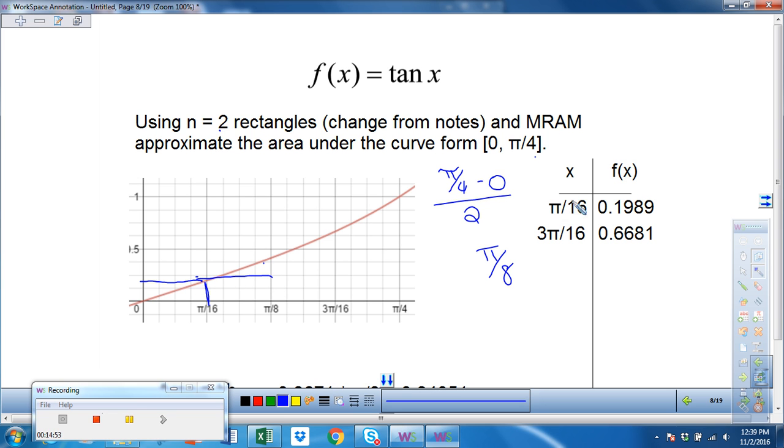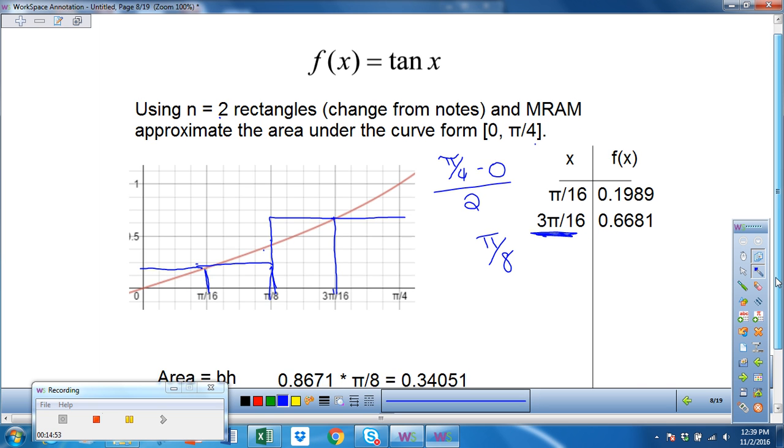So I used pi over 16, evaluated that to get 0.1989. Then the next one, okay, so I'm moving, I added pi over 8 to pi over 16, and I got 3 pi over 16. So again, I draw my rectangle. I'm starting at that midpoint, so I'm going to have a little bit above. That one wasn't too bad. And a little bit below. Okay, and that's how I got my second value.